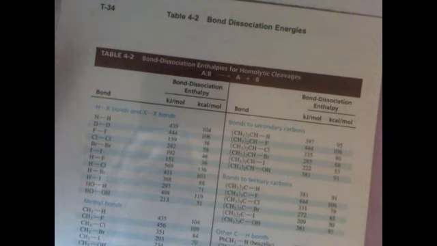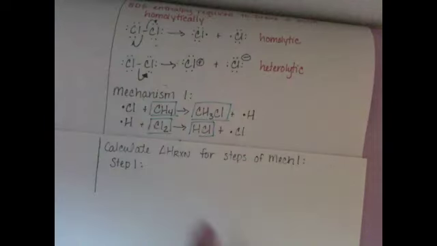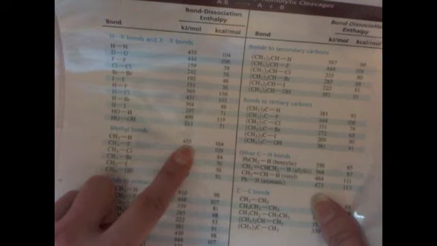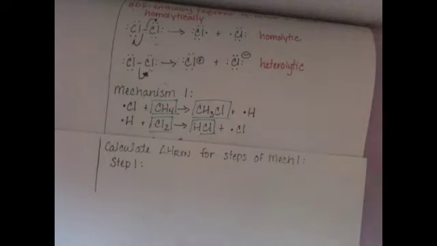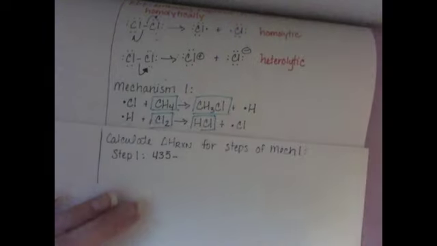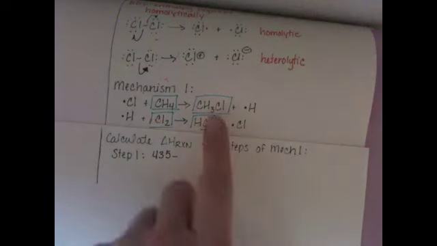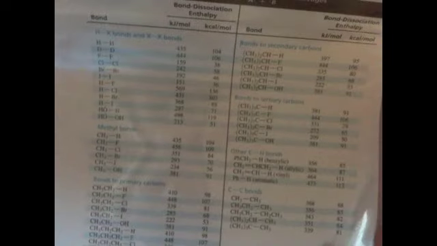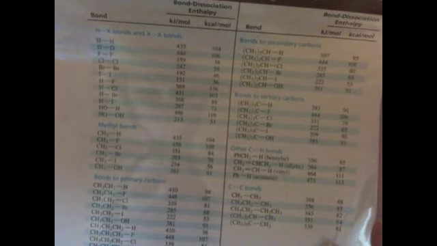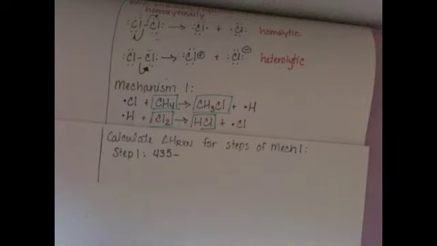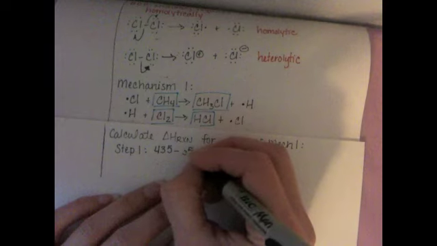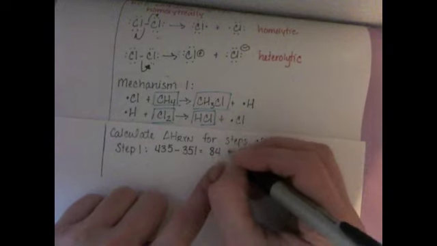These are all for homolytic cleavage, which is exactly what we're looking at. We're looking for a carbon-hydrogen bond right down here, and the enthalpy for that in kilojoules per mole is 435. That's the bond that's broken, minus the bond that is formed, which is a carbon-chlorine bond in CH3Cl. Here's a CH3Cl carbon-chlorine bond, and its enthalpy is 351. That works out to be 84 kilojoules per mole.